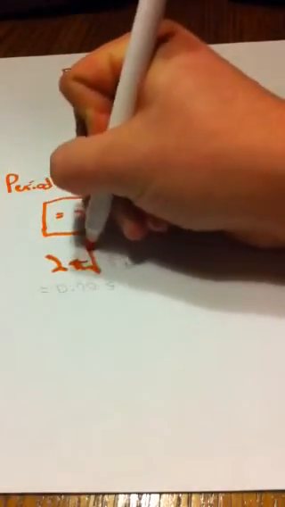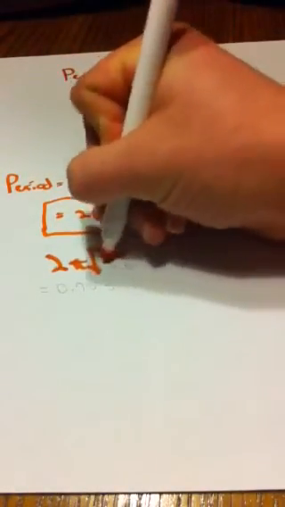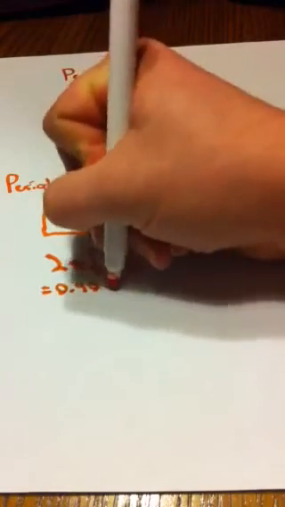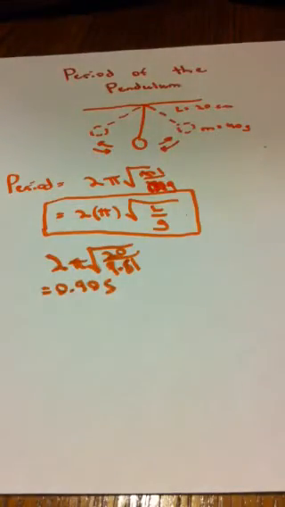Simply, in our case, we can go 2 pi square root, our length is 20, our gravity is 9.8 as always, comes out to be 0.70 seconds. Therefore it takes 0.70 seconds to make one full cycle around.